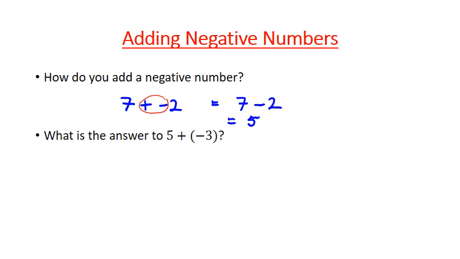Another example of this is the question, what is the answer to 5 plus -3? If we have 5 and we're adding -3, we grab the positive and the negative, and because they are different, we replace them with a negative. So we are essentially writing 5 take 3, and our answer therefore is going to be 2.